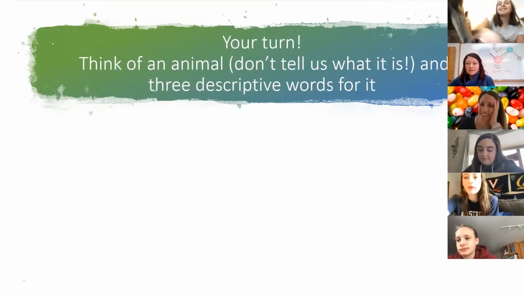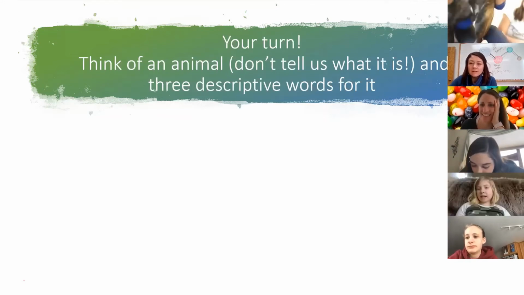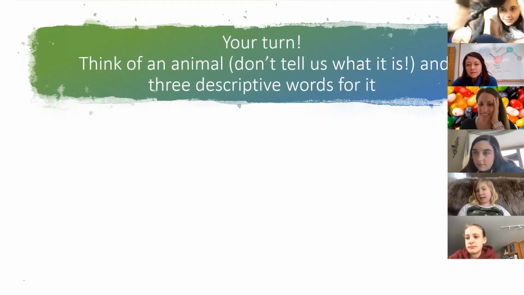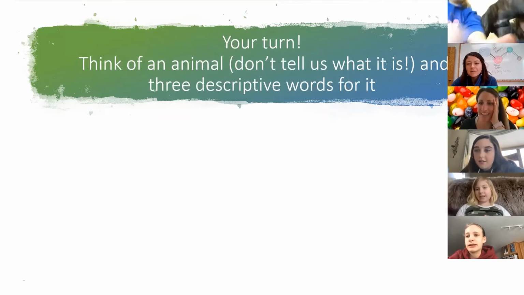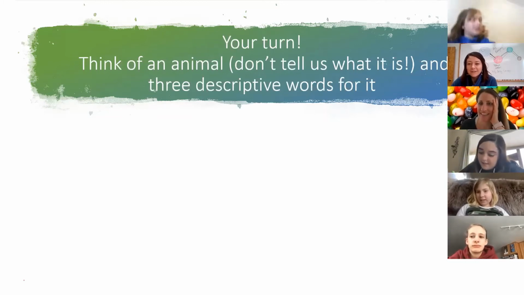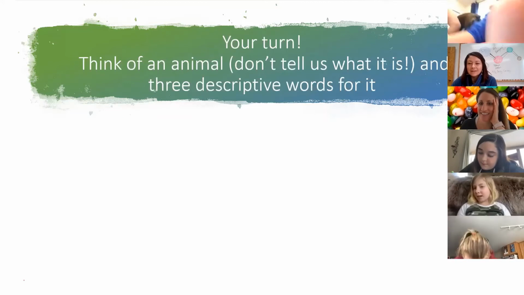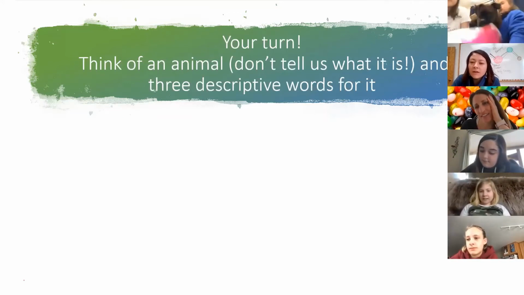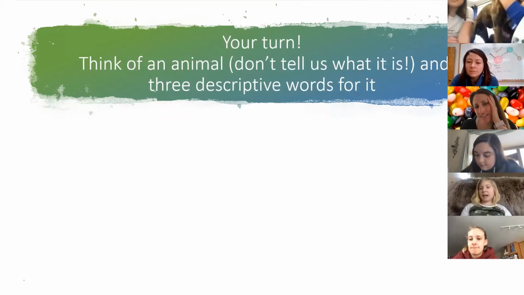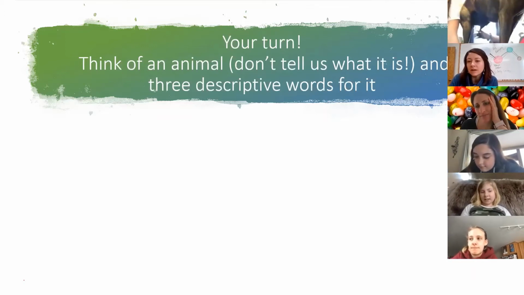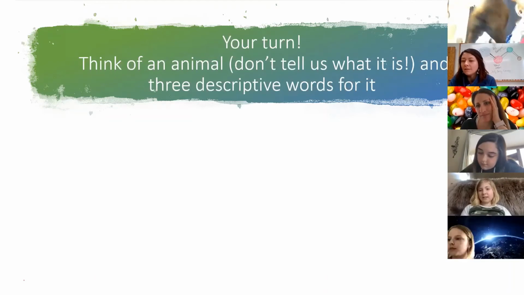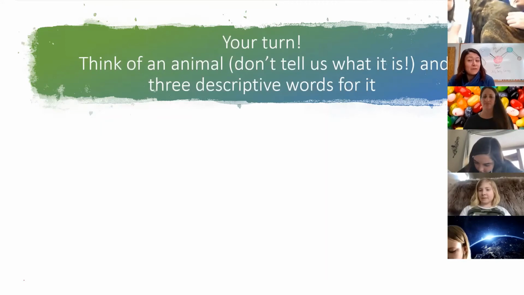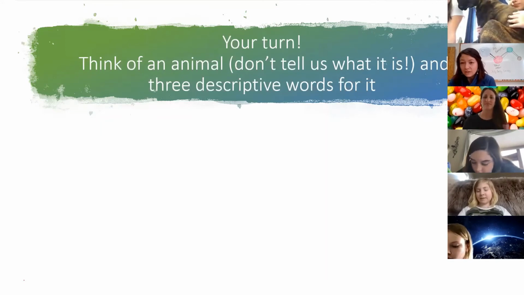Henley. Glossy eyes, floppy ears, and can be kept as a house pet. A dog. Bunny. Somebody said dog. What was the first descriptive word that you said, Henley? Glossy eyes. Glossy eyes and floppy ears and could be a house pet. So I guess technically bunny could work, right? Because bunnies have floppy ears.